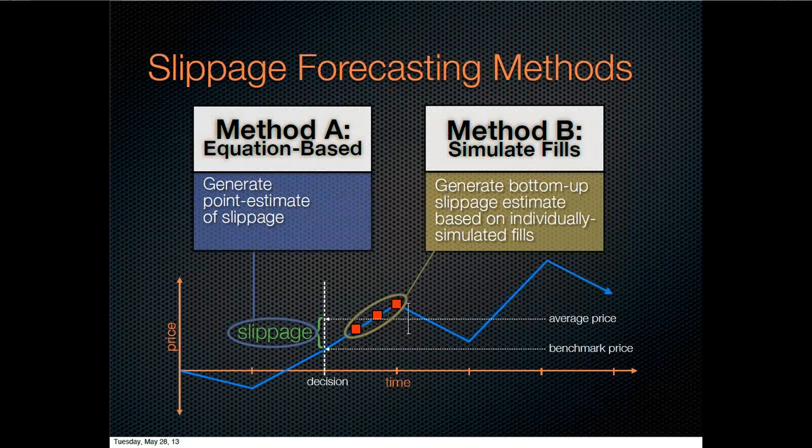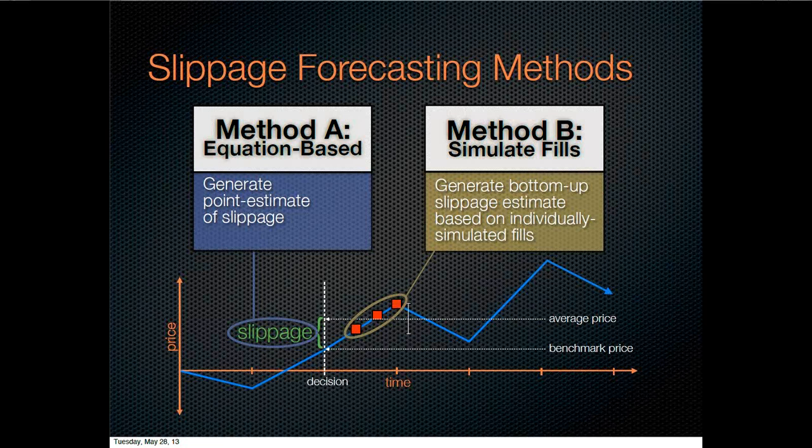Let's talk about two ways to generate a slippage forecast. So the first method, which I'll call method A, is equation-based. Namely, we're going to try to estimate just the single point, that green number there, slippage. So we're not going to worry about where these fills came from. We're just going to simply try to come up with a number.